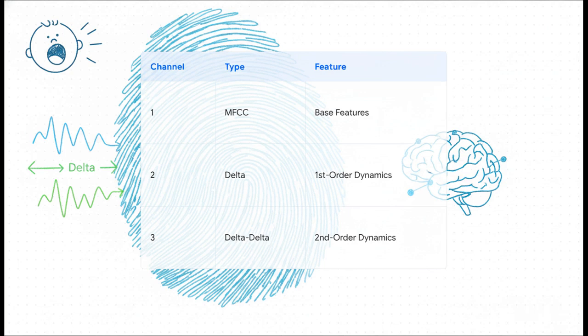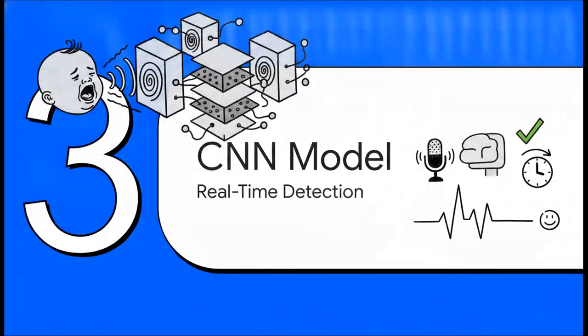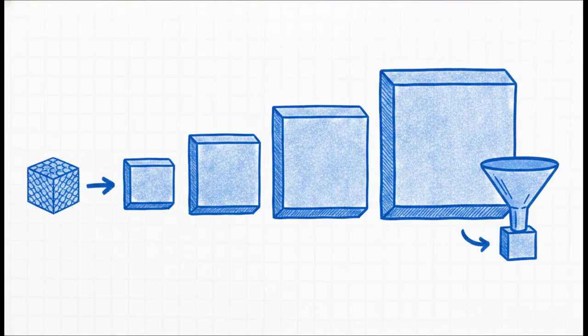So we have our math, now it needs a brain. Section 3, CNN and real-time detection. That dense mathematical tensor we just built gets fed straight into this CNN architecture. And notice how the convolutional layers scale up aggressively, going from 32 to 64 to 128 all the way to 256 filters. This scaling is highly intentional. It basically forces the AI to learn increasingly complex, highly discriminative acoustic patterns that are hidden deep inside the cry.